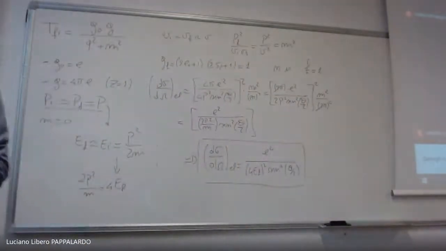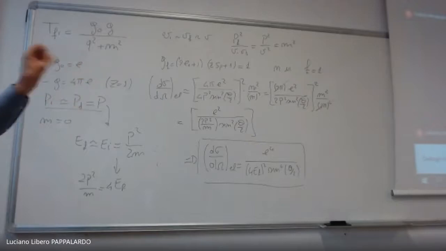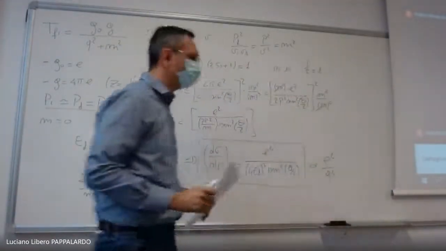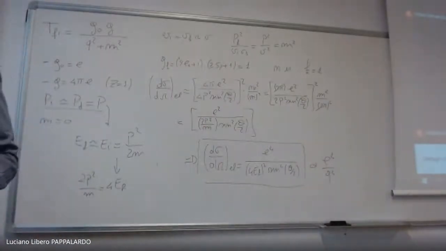Do you recognize this cross-section? Do you recognize what this is? You should have studied it for sure in the past. This is the Rutherford cross-section, okay? And it is proportional to e to the fourth and 1 over q to the fourth. So it's a pure electromagnetic or Coulombian, elastic process, and so indeed we derive the Rutherford cross-section.